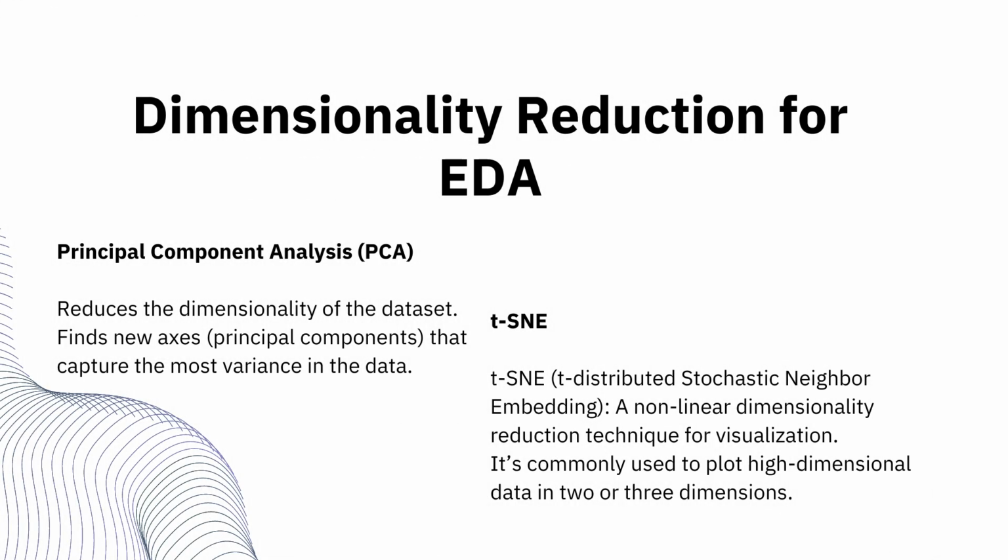PCA is a powerful technique for reducing the dimensionality of a dataset. It transforms the original variables into new axes, called principal components, that capture the most significant variation in the data. This allows you to work with fewer features while retaining the key patterns in the data. t-SNE, or t-distributed stochastic neighbor embedding, is another popular dimensionality reduction method that is especially useful for visualizing complex datasets. Unlike PCA, t-SNE is nonlinear, making it better suited for plotting high-dimensional data in a 2- or 3-dimensional space to reveal clusters and patterns.